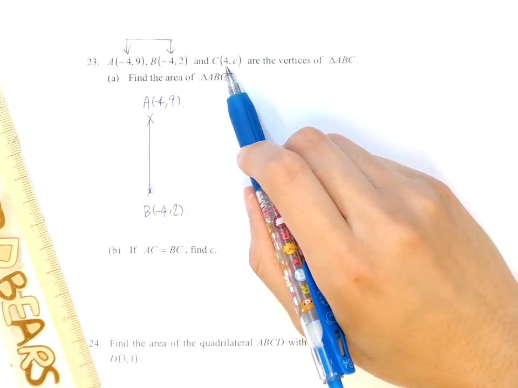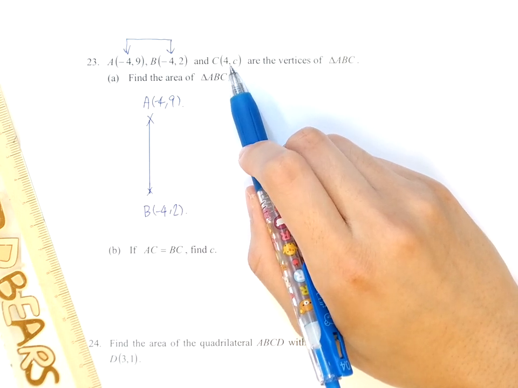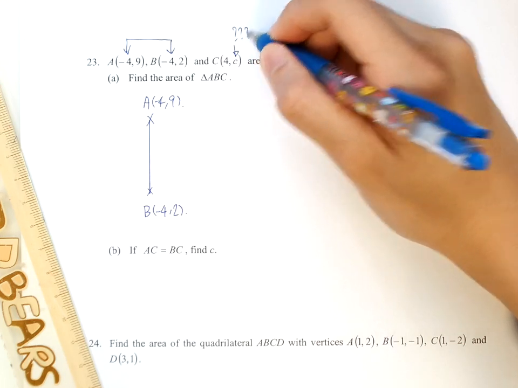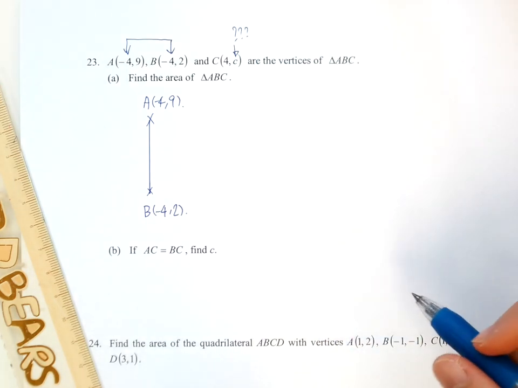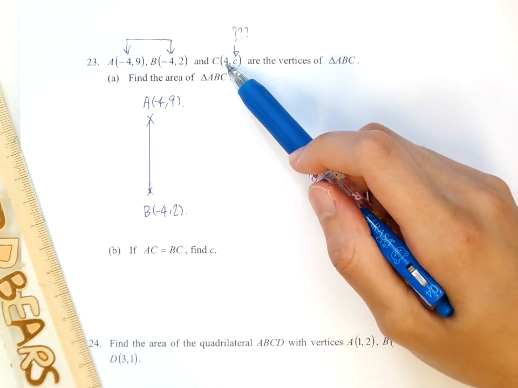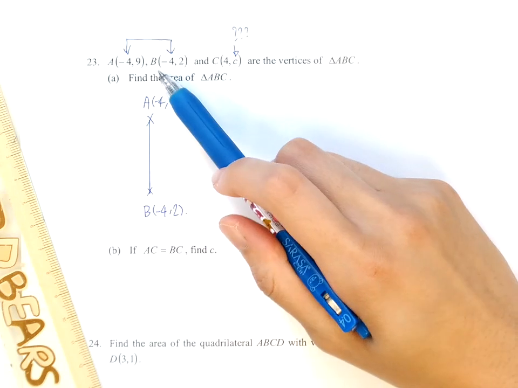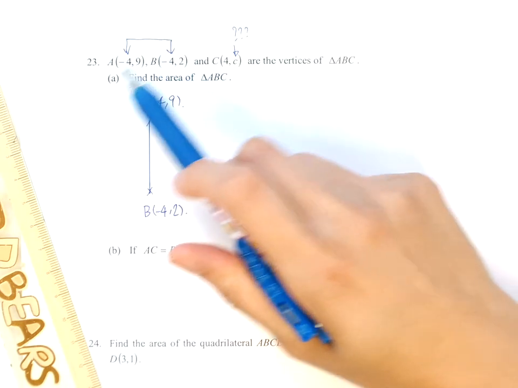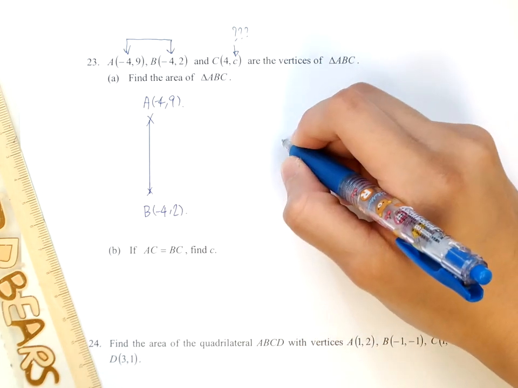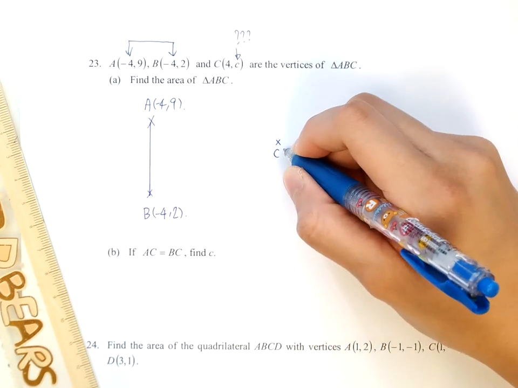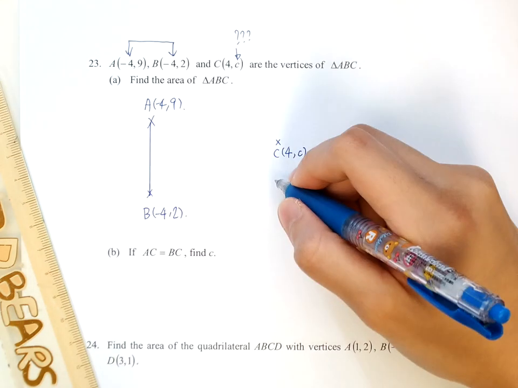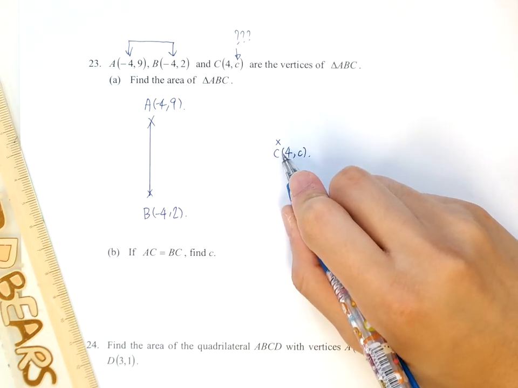Next, we shall plot the point C. However, this is unknown. We don't know the value of it. How do we plot it? Don't worry about that. We shall take a look at the x coordinate first. The x coordinate is larger than the coordinates of A and B, so it should be on the right hand side. So maybe here. However, because this is an unknown C, it is only one of the possible cases.